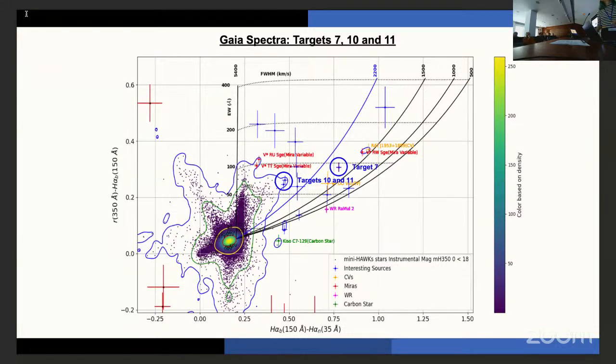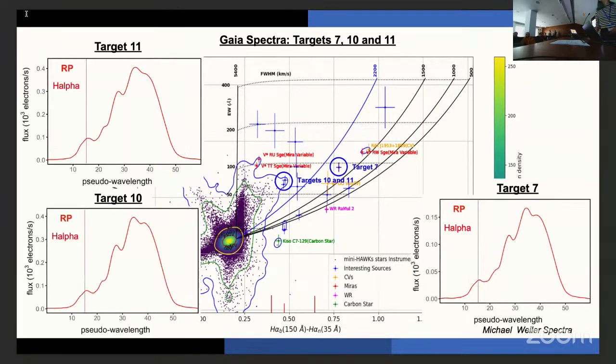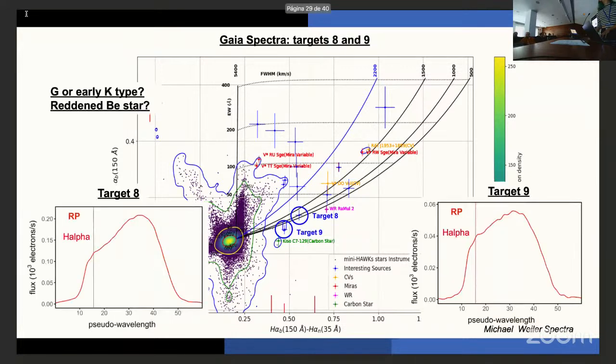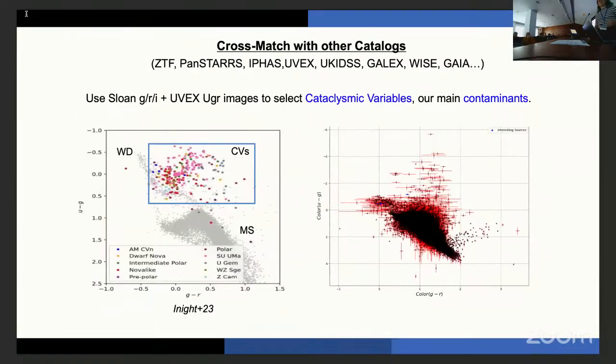There are a lot, but there are still objects that we don't know what they are. So we looked for spectra in Gaia for the brightest unknown objects, and we found that 3 of them are M-type stars with broad absorption bands. And we are particularly interested in targets 8 and 9 because they are bluer than the others, and they seem to have a tiny emission, probably in H-alpha, and they could be G or early K type or a Be star. And so we need more information to classify all of the contaminants in the region of black hole candidates.